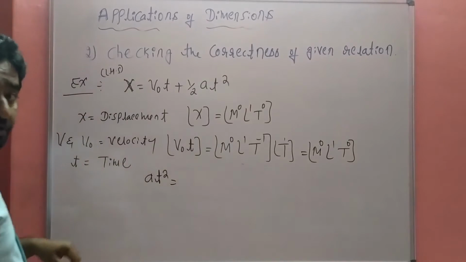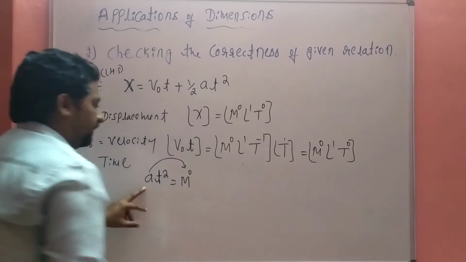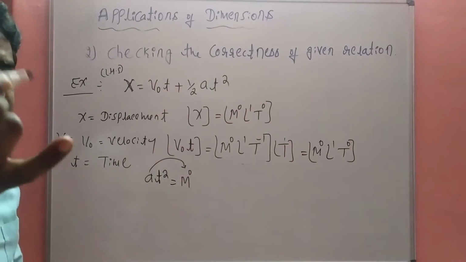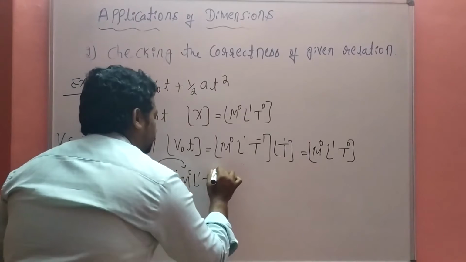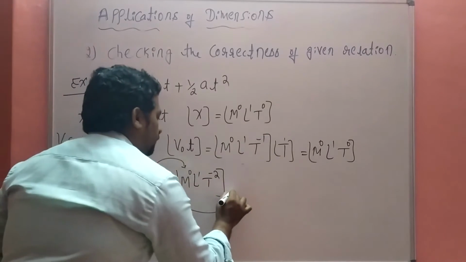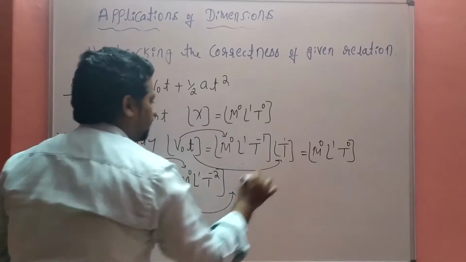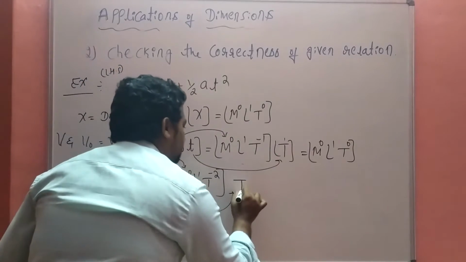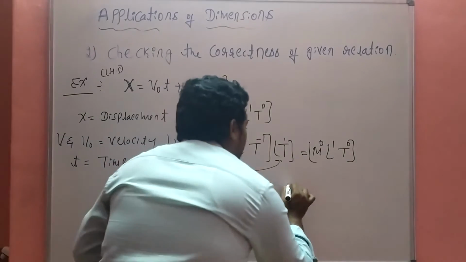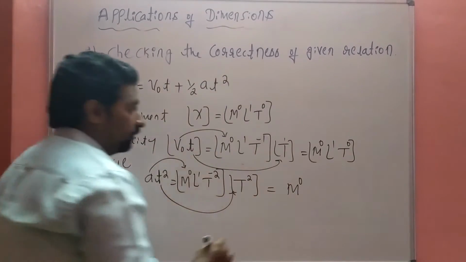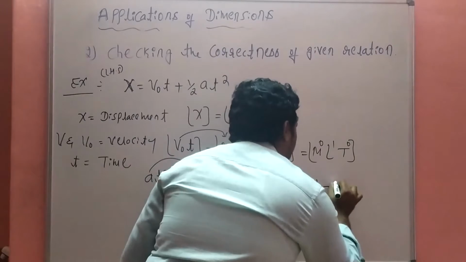The dimensional formula for acceleration: mass is 0, and the unit is meter per second square. Then T square. Now simplify it, that is M0, L1, T to the power minus 2 plus 2, which is 0.